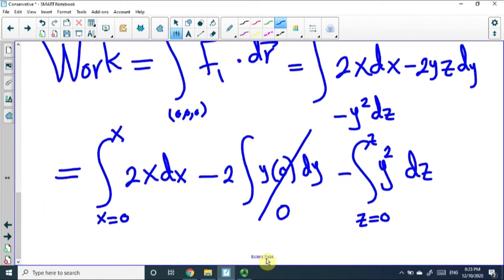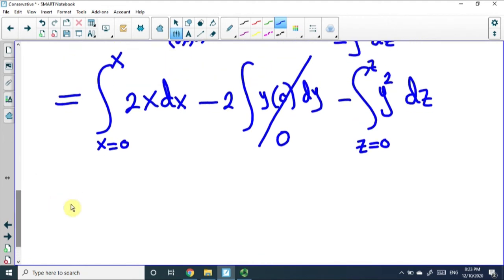Let's perform the integration, a very simple integration. This is going to give us x squared. The second integration, as we said, is 0. The last integration will be minus. Now notice that y squared is just constant, and the integration of dz is just z, and that's it. So this is the work done by the force.